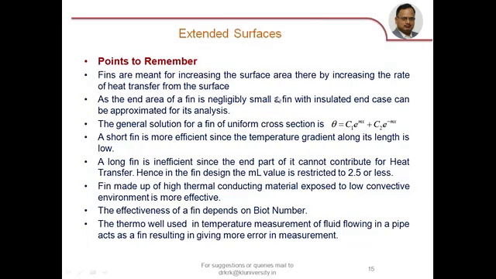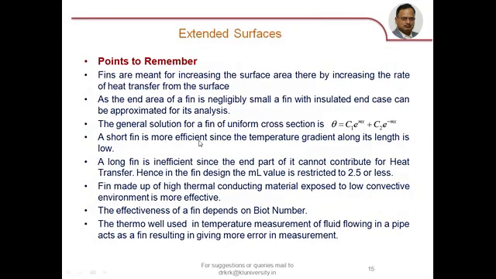Point number 1, fins are meant for increasing the surface area, thereby increasing the rate of heat transfer from the surface. Point number 2, as the end area of a fin is negligibly small, a fin with insulated end case can be approximated for its analysis. The general solution for a fin of uniform cross section, of course under one-dimensional, steady state condition with constant properties, is theta equal to C1 e power mx plus C2 e power minus mx.